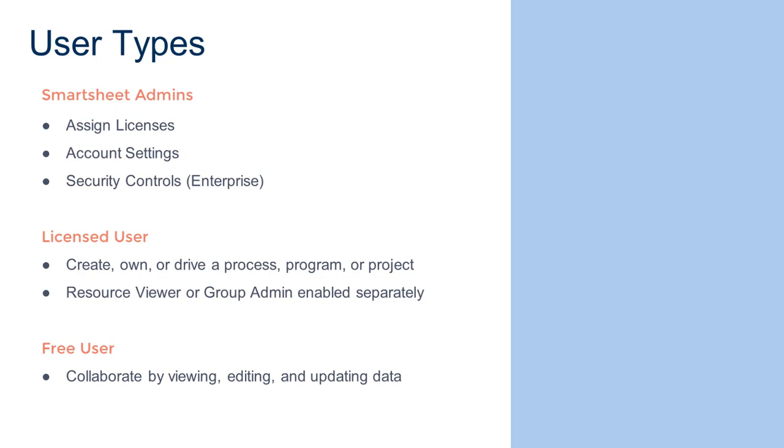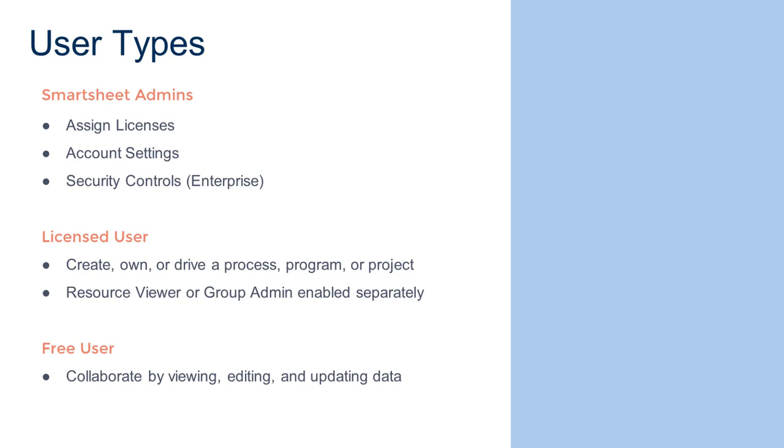When we're talking about collaboration, typically we're going to look at whether someone is a licensed user or a free user. And the big difference here is, as a licensed user, you can create Smartsheet items, you can own Smartsheet items, and a lot of what you're going to be doing in Smartsheet is going to reflect that ownership, as you might own a project, a process, or a program.